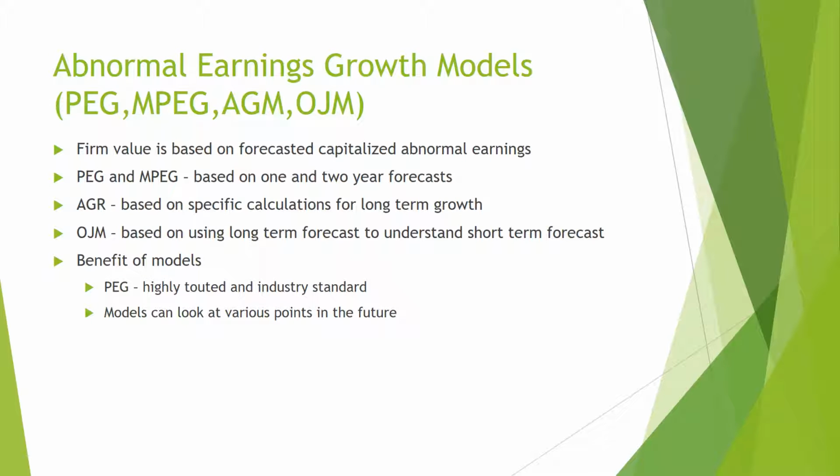Then the third and last bucket is abnormal earnings growth models, in which the firm value is based on forecasted capitalized abnormal earnings. And what I mean by abnormal earnings is earnings that are above the industry average. Just going back to what I just mentioned about the residual income model, there's maybe a certain profitability margin, maybe margin on earnings, and how much above or below you are to the industry. That's really where your value comes from.